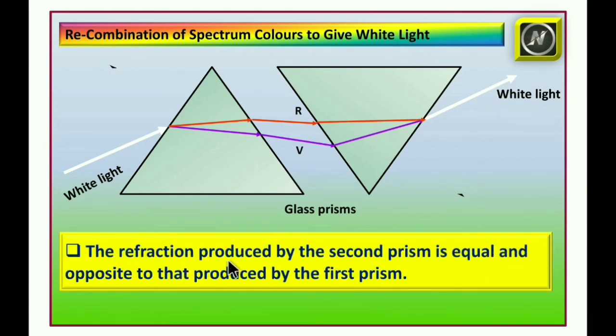So the refraction produced by the second prism is equal and opposite to that produced by the first prism. The refraction which is produced by this second prism is equal and opposite to that produced by the first prism.